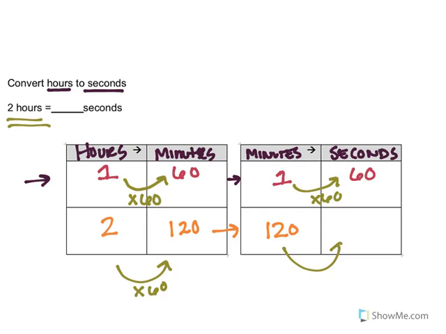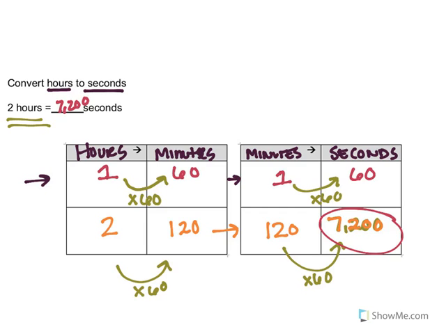And we apply the rule to our 120 minutes. 120 times 60 is 7,200. So our 2 hours is equivalent to 7,200 seconds.